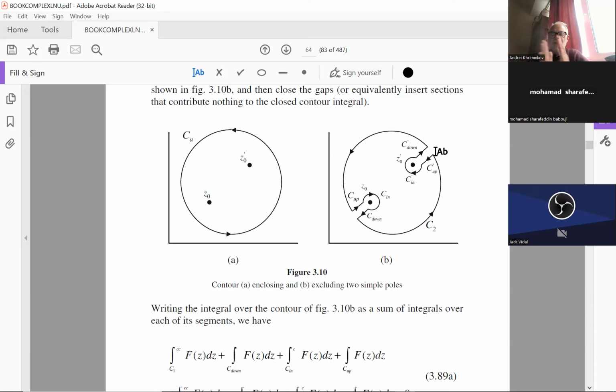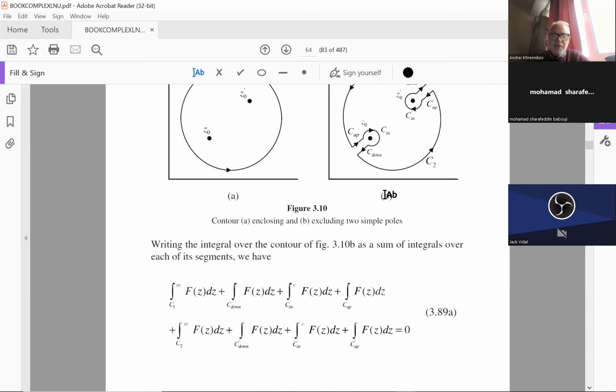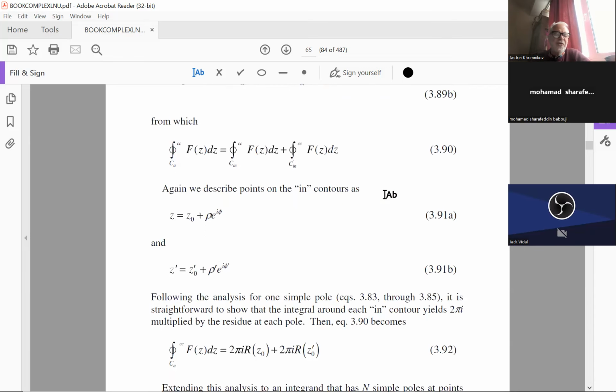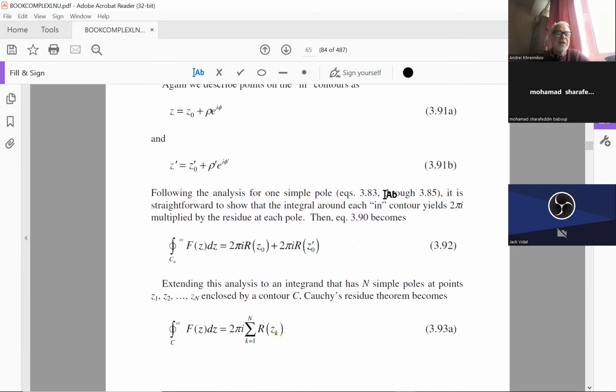We want to make the gap 0, and then when the gap is 0, this compensates this, and what we will get is that the integral over this open contour will be the sum of these two integrals over small circles. But integrals over small circles we can calculate. And finally, we need not repeat the parameterization and so on. Again, you should just remember this formula.